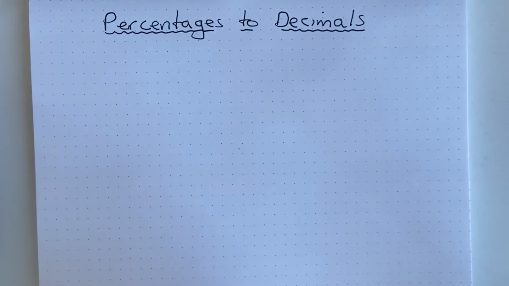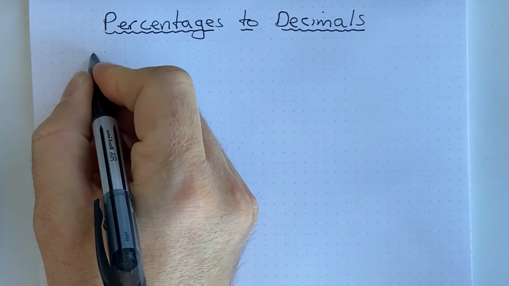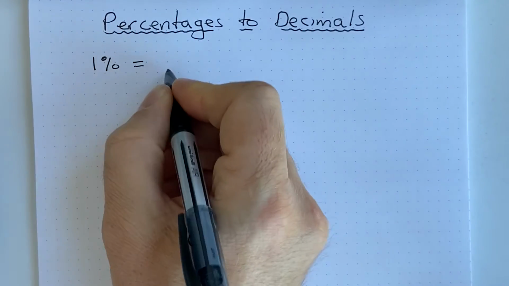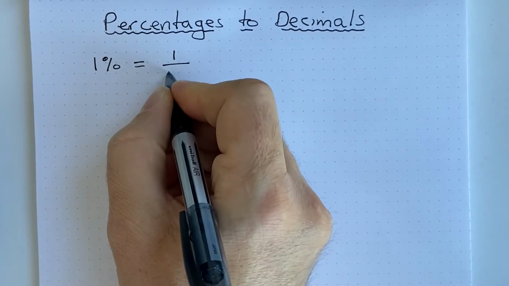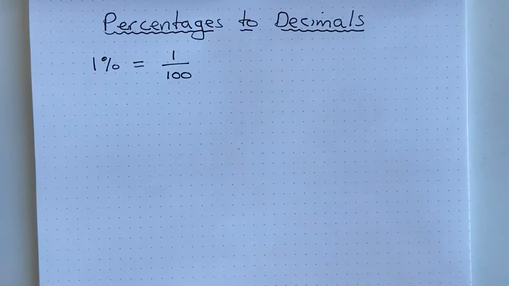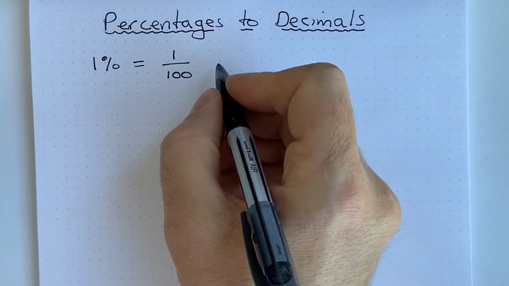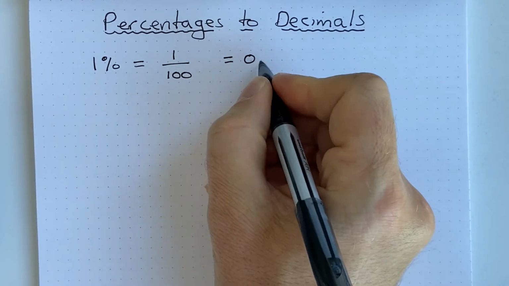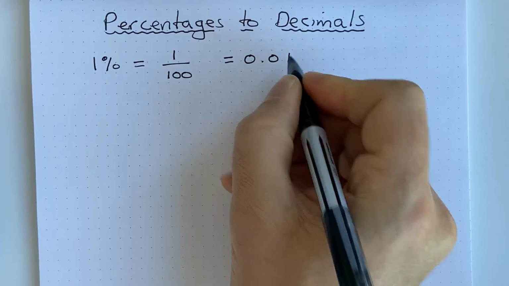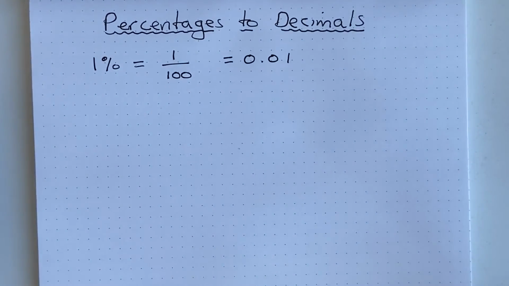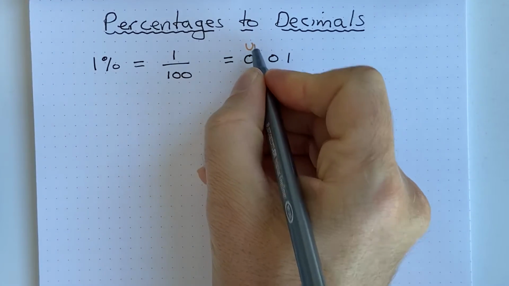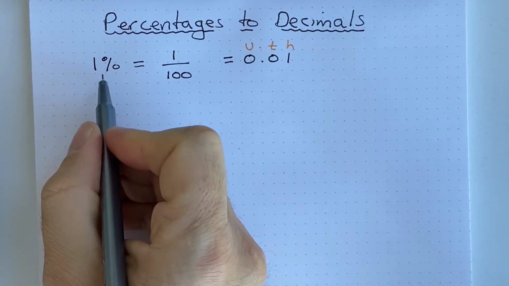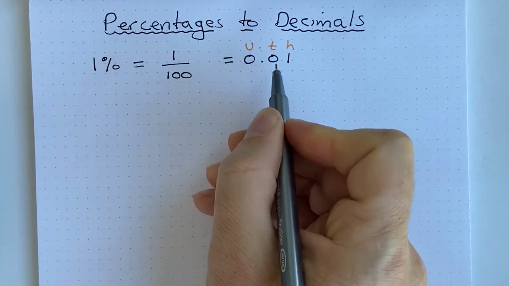What we need to remember is that 1% is another way of writing 1/100, 1 over 100. Okay. And in our decimal system, the way we write 100th is 0.01. If you remember, we have units, tenths, hundredths. 1% is 100th, so it's 0.01.